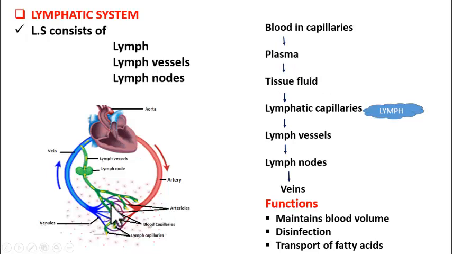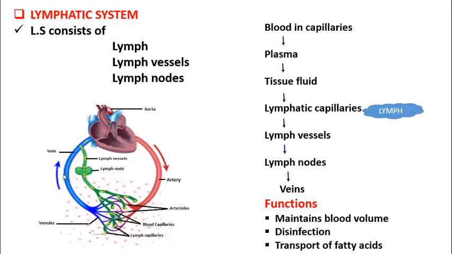Got it? So now cells are in tissue fluid. Now what happens? Exchange of materials takes place directly. Cells are rich in carbon dioxide and waste. Tissue fluid has oxygen and nutrients. So exchange takes place. After exchange, tissue fluid becomes rich with carbon dioxide and waste. So that tissue fluid enters into these blue color pipes. What are they called? Venules. Venules are small veins.